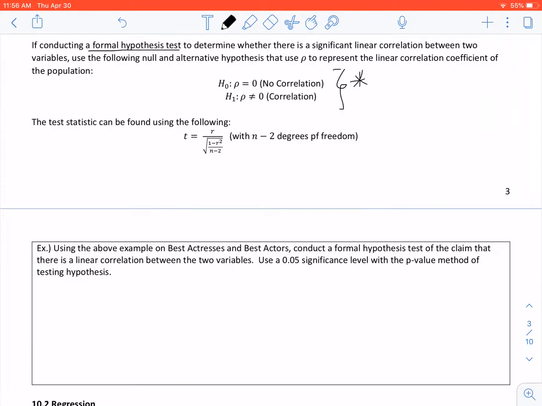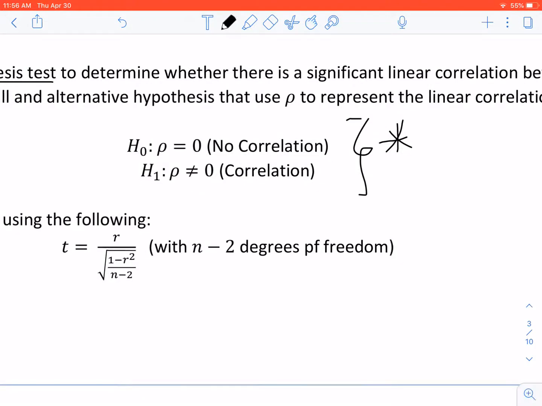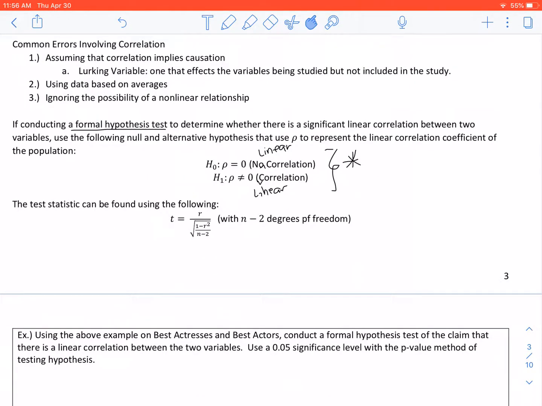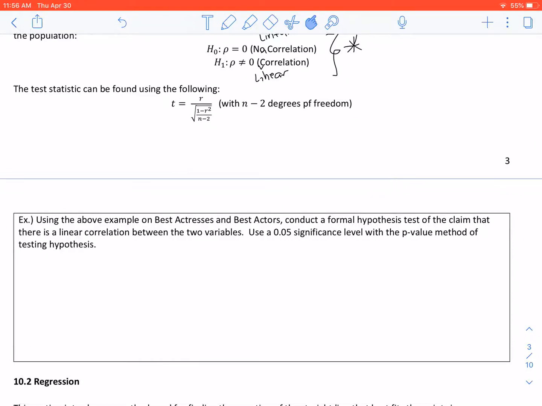So H naught is going to be rho is equal to 0. There's no correlation. H1, rho does not equal 0. That means that there is a correlation. And we're going to squeeze in one word in there. I'm going to put no linear correlation. And for this, it means that there is a linear correlation, because we are only dealing with linear relationships. Okay, and then the next thing on here, the test statistic, again, is given to you guys with the formula. We're not going to stress about it just because we use the calculator for that value. And there is another example on here that we will finish together during our mini lectures.